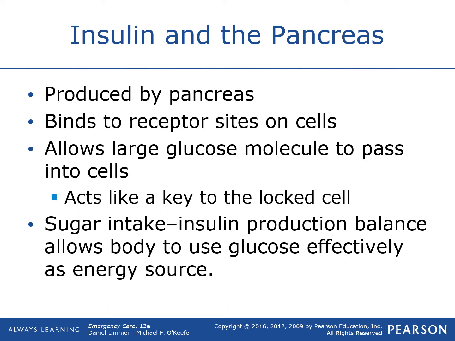So your body has a balance between your sugar intake and insulin production. And that sugar intake and insulin production balance is what allows our body to use the glucose that we eat effectively. So it recognizes that we have eaten or taken in glucose somehow, so it triggers the pancreas: okay, we need to produce some insulin. And so we should have a nice balance: glucose comes in, insulin gets produced. When we don't have that balance, then we fall into issues that we see with diabetes.